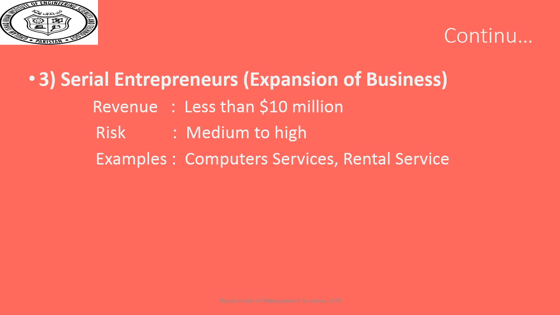Examples are, if you already have good expertise in computer software repairing or something, then you can buy other computer service stations, or if you have some small rental car companies and you want to expand. I already have in Karachi a rental car service company, and then you want to have another rental car company in Lahore or Islamabad. Okay, you can buy. So this is the serial entrepreneurs, the number 3 type.